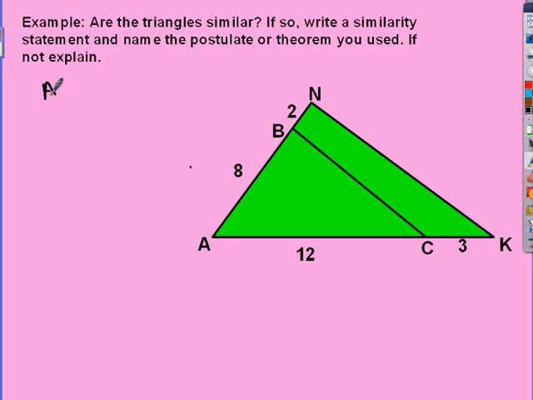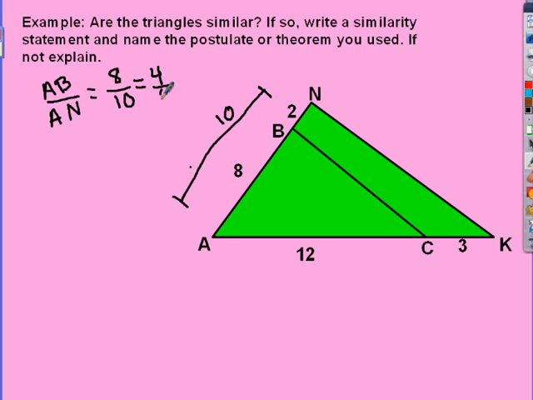So AB would correspond to which piece of the other triangle? Well, it would be the whole side of the large triangle. So AB would go with AN. AB is 8. A mistake people make is that they say AN is 2. It's not 2. How am I going to find it? I'm going to have to add together this side. 8 plus 2 would give me 10. Alright, what goes into both 8 and 10? 2, so I can divide, and I would get 4/5.